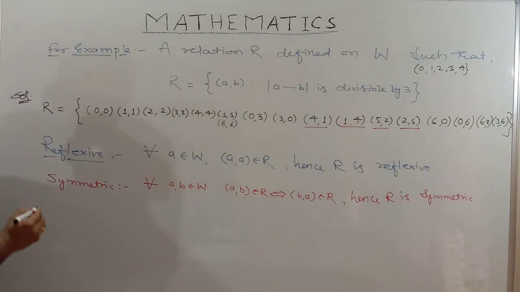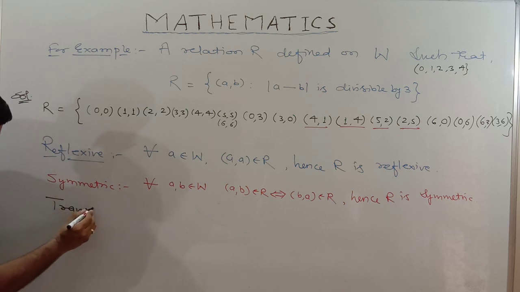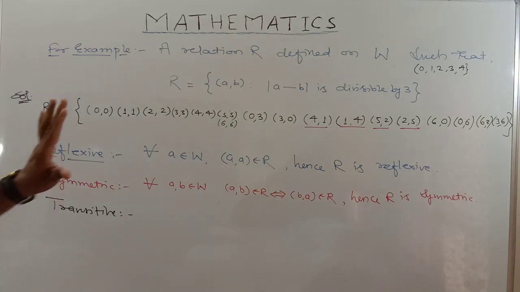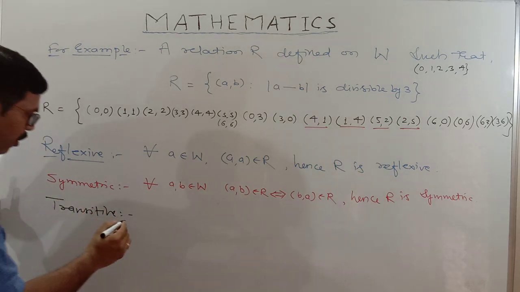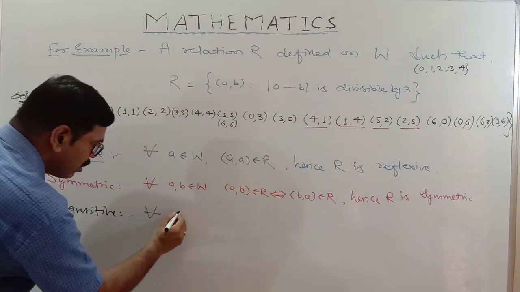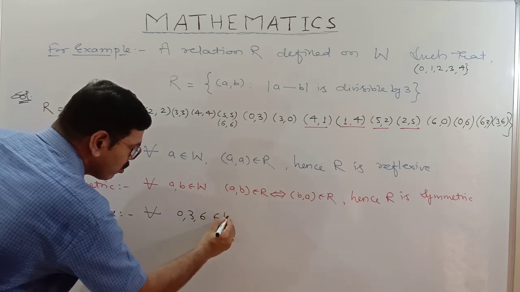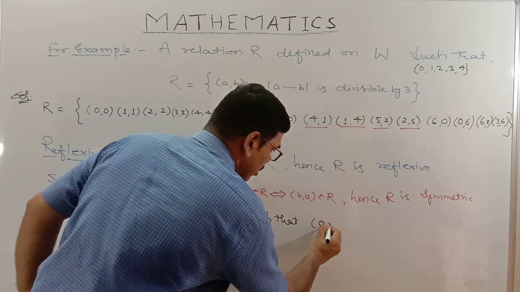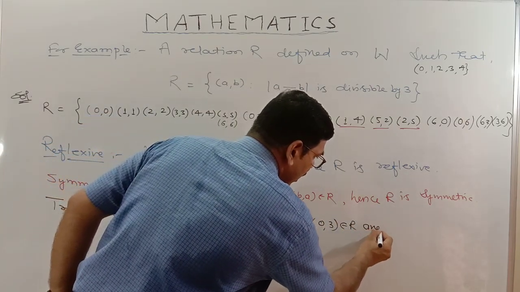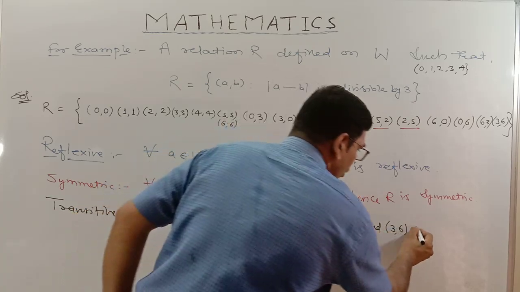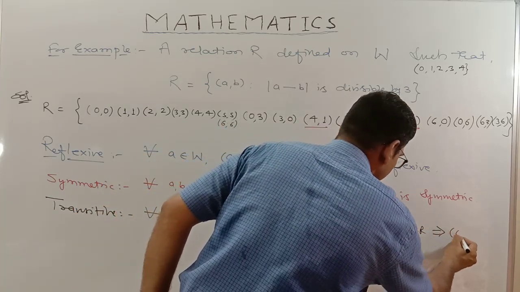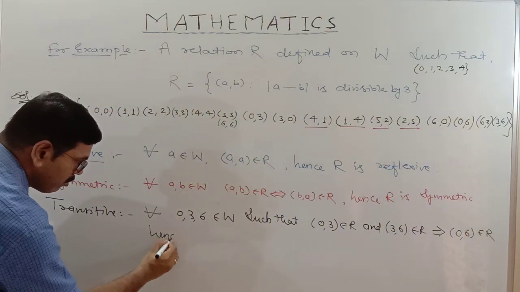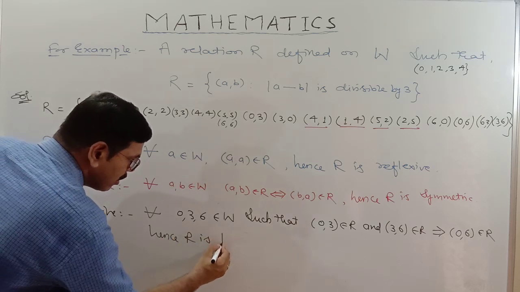Okay, now third, transitive. We should take 3 elements. So 6, 0 and 3 we are taking. For all, I am writing particular 0, 3 and 6 belongs to W, such that (0, 3) belongs to R and (3, 6) belongs to R. It implies that (0, 6) also belongs to R. Hence R is transitive.